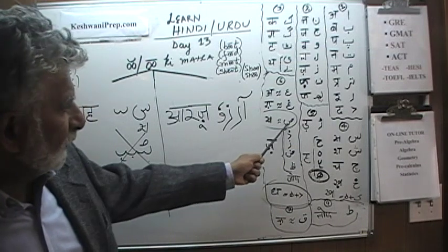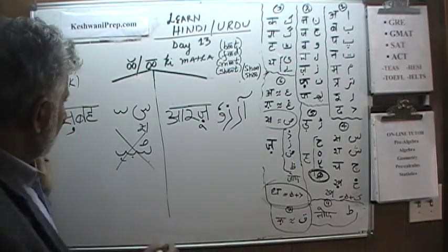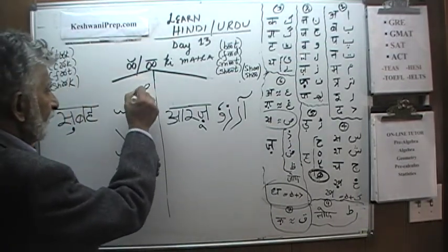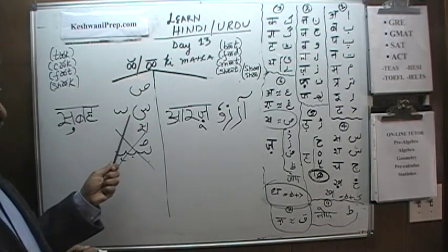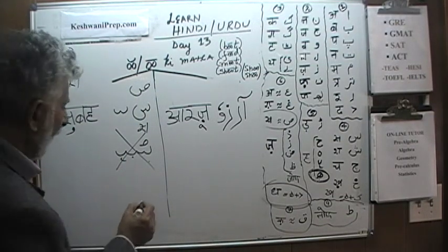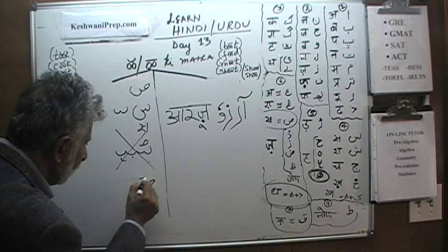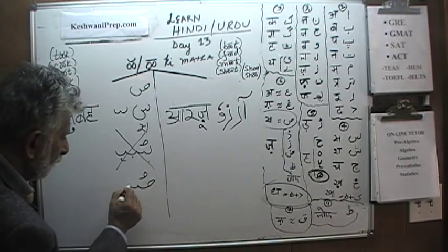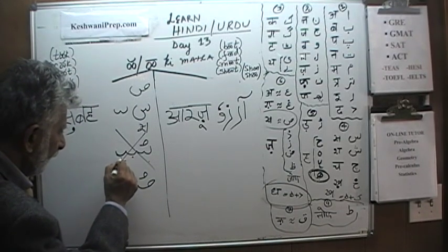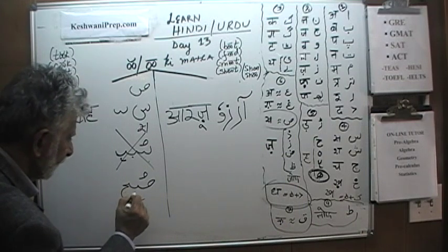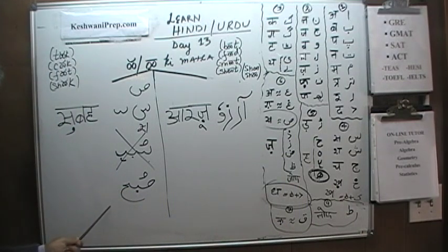So right there, "so" comes in two different ways. This is a "so", and so is this one. This is called "seen", this is called "swat". Here it takes swat. So, subha, and instead of this hai, it's going to take badi hai. Subha. That's the correct spelling.